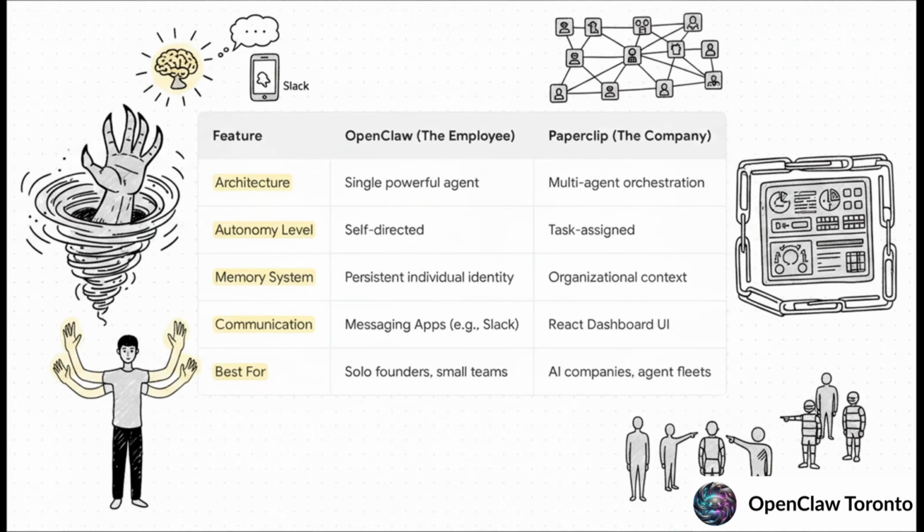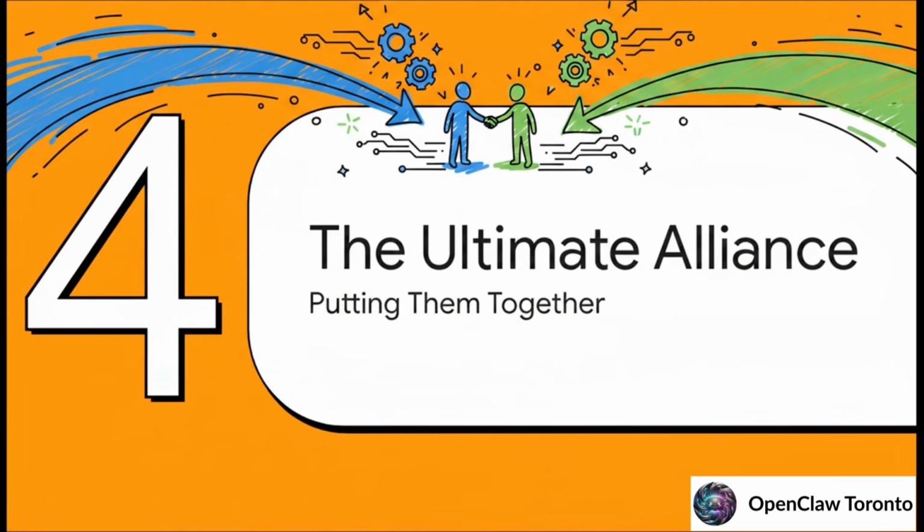So here's the bottom line. OpenClaw is a dream for a solo founder who just needs an extra set of hands. Paperclip is for the entrepreneur who's building an entire company powered by AI. But here's where it gets really interesting. This isn't an either-or choice. Not at all. The real magic, the real power, happens when you realize these two things aren't just different. They're designed to work together.